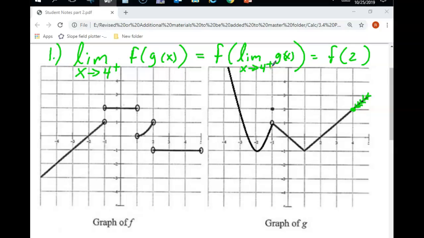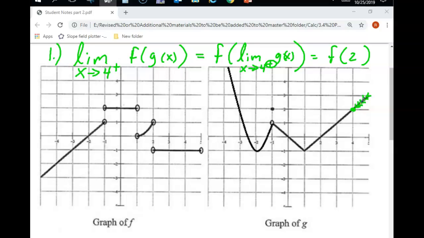So as x is approaching 4 from the right, I'm approaching 2, but from which side? How do you know? It's not because of this, necessarily. You can't just say because we're approaching this from the right, we're approaching 2 from the right. And I'll show you a counterexample of that in a minute. Here's how you can tell. I'm approaching 2 from where? From, well, okay.